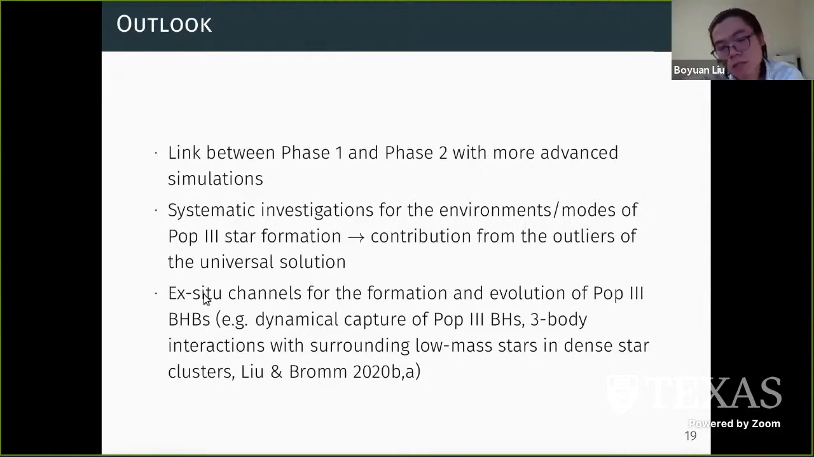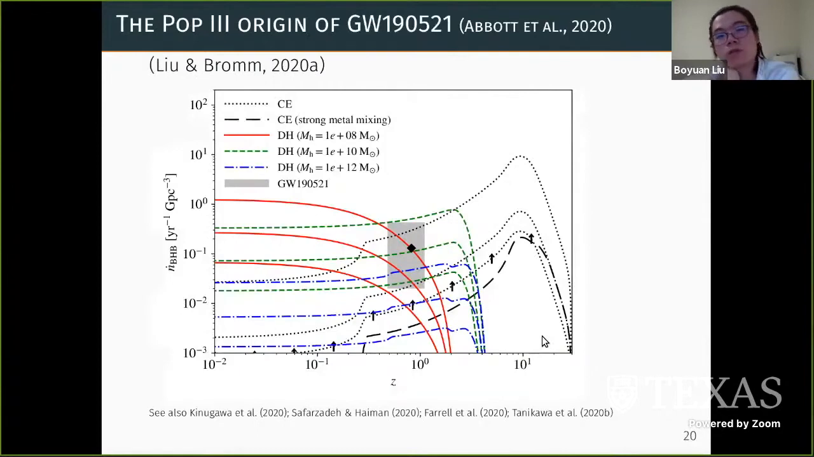Finally, as our models show that closed binaries are probably rare in POP3 protostars, it's important to consider ex situ channels for the formation and evolution of POP3 black hole binaries, such as dynamical capture of black holes and also three-body interactions with surrounding low-mass stars in dense star clusters. For example, our binary statistics have been applied to explain one recently reported merger event detected by LIGO.